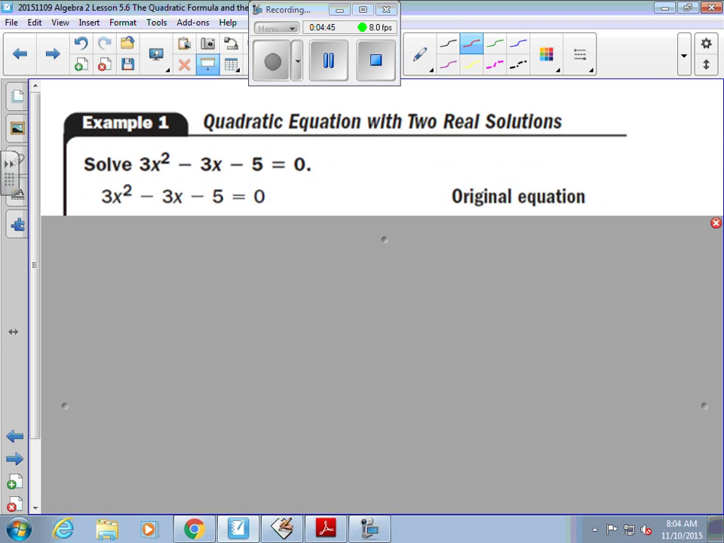So let's take a look at example number 1. There are 3 different options. The first one is a quadratic equation that has 2 real solutions. So we're going to come up with 2 of them. What that means is that under your radical, you're going to have a positive value. Because if it were a negative value, then it would have to be an imaginary solution. Remember that, because there's no square root of a negative value.